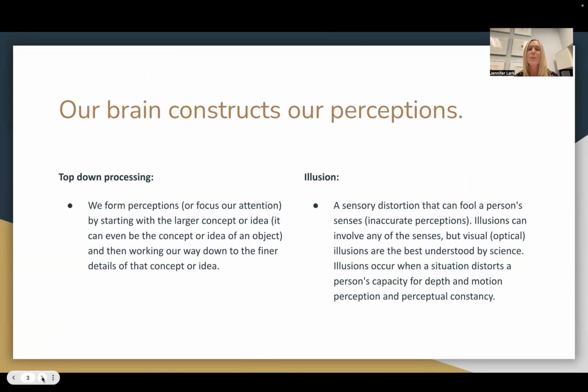As a reminder, in top-down processing, we form perceptions or focus our attention by starting with a larger concept or idea and then working our way down to the finer details of that concept or idea. An illusion happens when there's a sensory distortion that can fool our senses in some way. Illusions can involve any of the senses, but visual illusions are those best understood by science. They're the most easily testable. Illusions occur when a situation distorts a person's capacity for depth and motion, or for perceptual constancy, when we're looking at those perceptual principles.